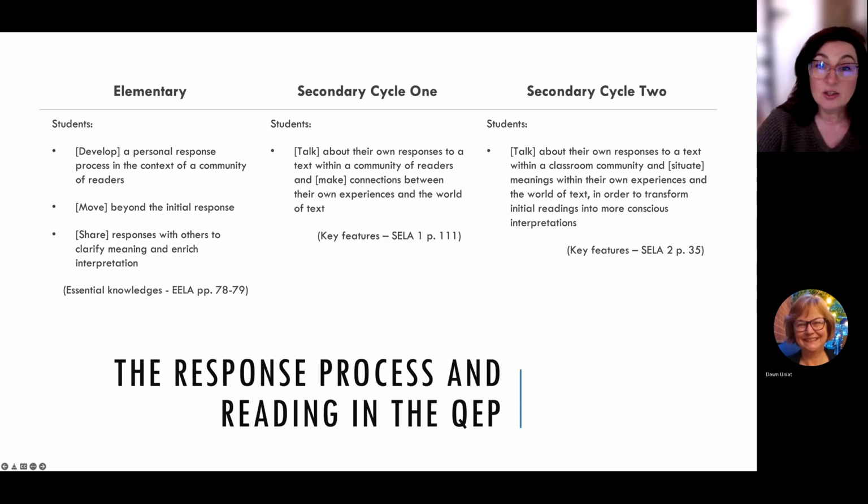And at the secondary cycle 2 level, students talk about their own responses to a text within a classroom community and situate meanings within their own experiences and the world of the text in order to transform initial readings into more conscious interpretations.